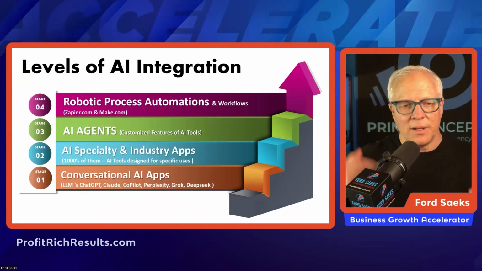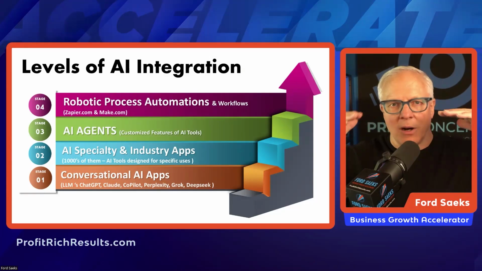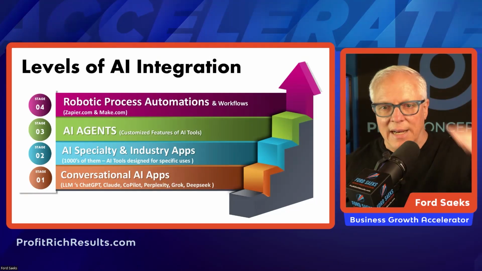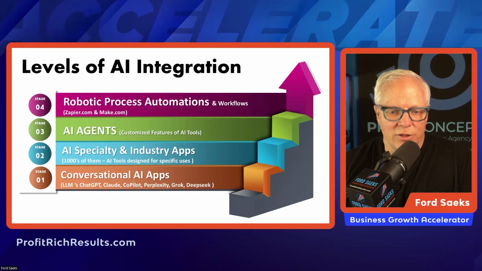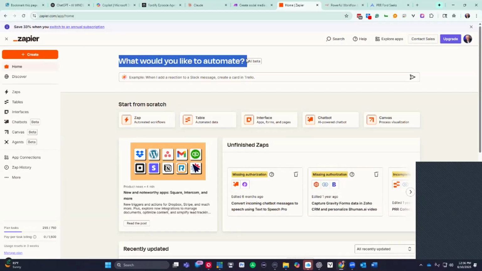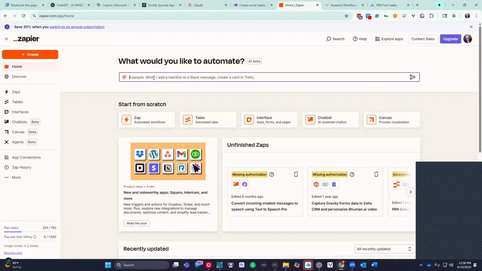And so what we've been talking about on level 4 are Make.com, Zapier, and N8N. So I showed you real quickly Make.com. We're going to go in here. Let's go to Zapier. What's great about Zapier is when you log in, it asks you what do you want to automate. So you can come in here and you can just type a prompt.